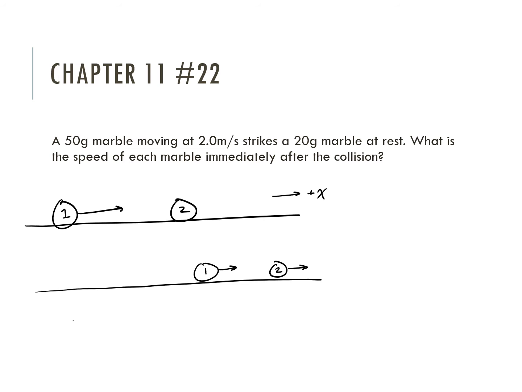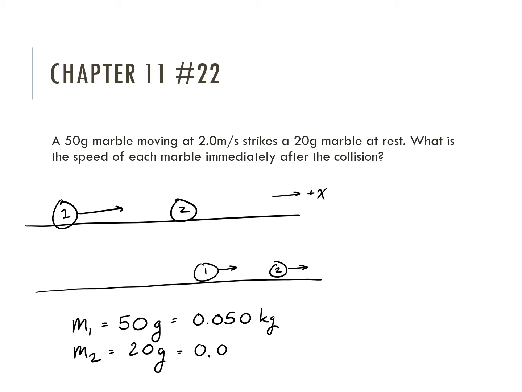So we have some information given. Mass 1 is 50 grams or 0.050 kilograms. Mass 2 is 20 grams, 0.020 kilograms. And we know the initial speed of 1 is going to be equal to 2 meters per second.